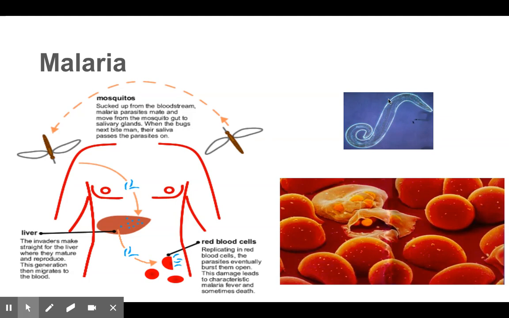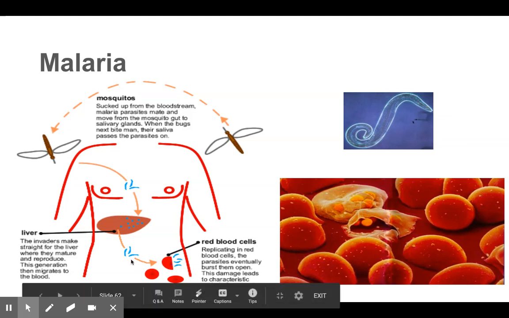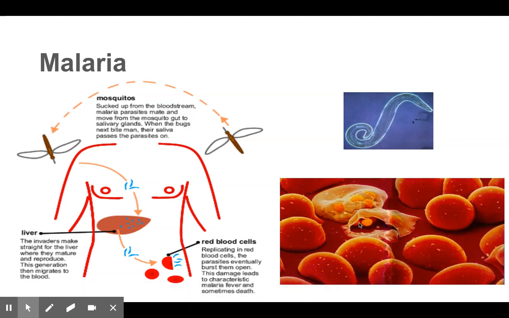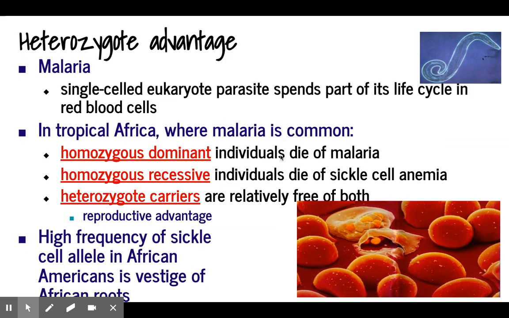These parasites are found in infested waters, and the mosquitoes can take this parasite, and then when they bite the human, the parasites start to fester inside the liver, and then they migrate into your red blood cells. Once these parasites are in your blood cells, notice here that they lay their eggs, and it causes malaria fever. This can lead to death. So, what is meant by the heterozygous advantage?